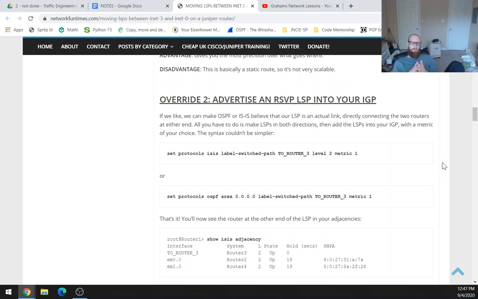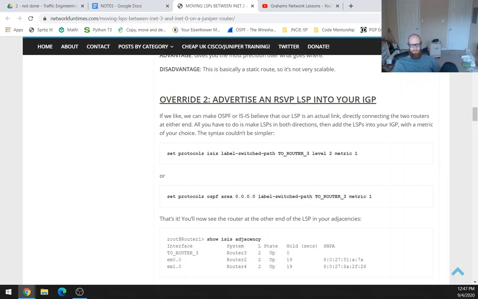If we like, we can make OSPF or ISIS believe that our LSP is an actual link, directly connecting the two routers at either end. All you have to do is make LSPs in both directions, and then add the LSPs into your IGP with a metric of your choice. The syntax couldn't be simpler.